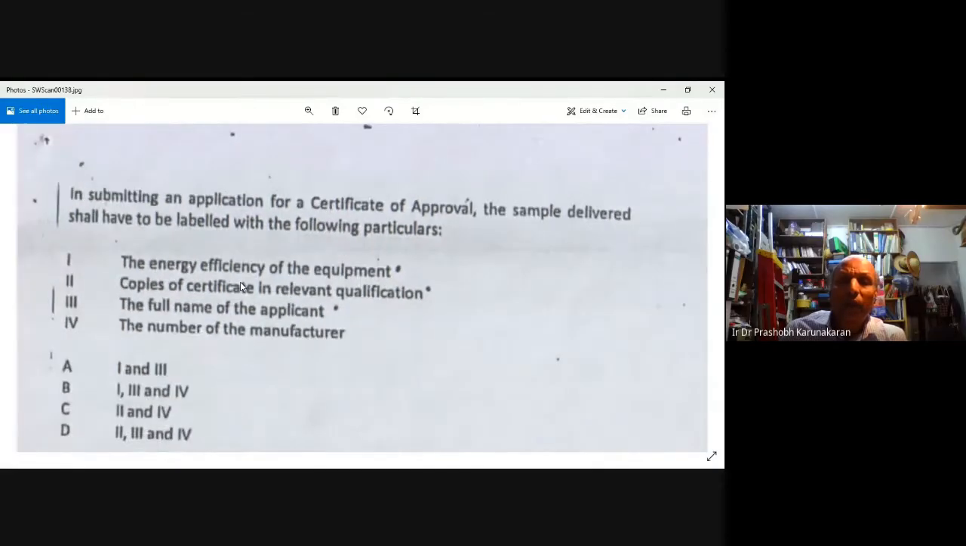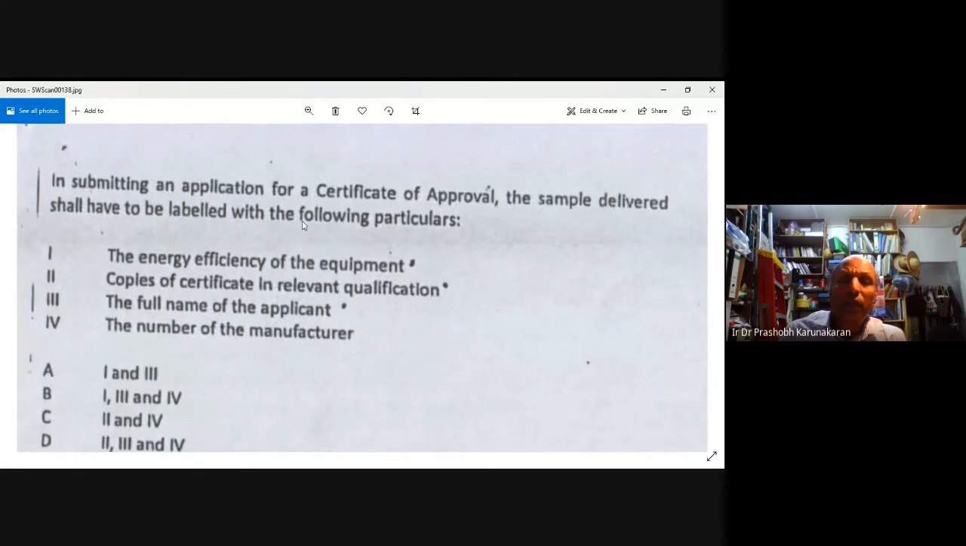In submitting the application for approval, the sample delivered shall have the label with the following. What's the meaning of this? You want to import something from China, for example, some new electrical thing. Here you must get approval, like the Sirim chop. Here you have your own chop for electrical equipment. You must go to them before you can start selling in Sarawak. So what are the things you must give the EIU? The energy efficiency of the equipment, copies of certificates of relevant qualification, and the full name of the applicant, that means you. So 1, 2, 3.